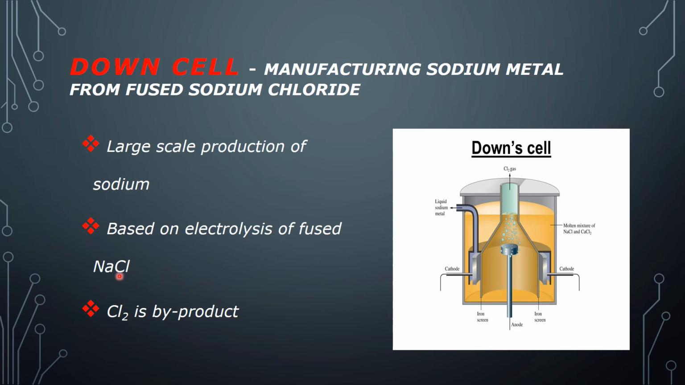The byproduct in this process is chlorine gas. Since sodium chloride is made from sodium and chloride ions, the sodium ions convert into sodium metal, while chloride ions are used to make chlorine gas. So chlorine is its byproduct.